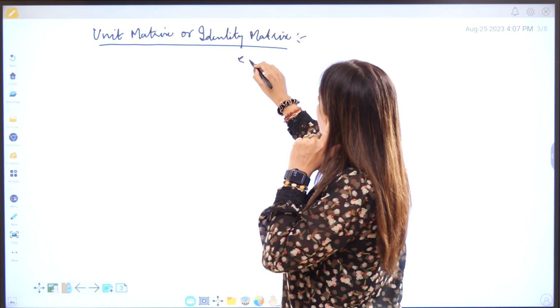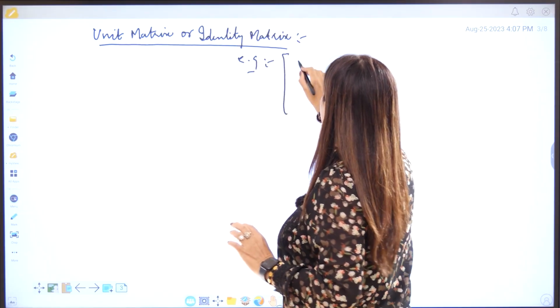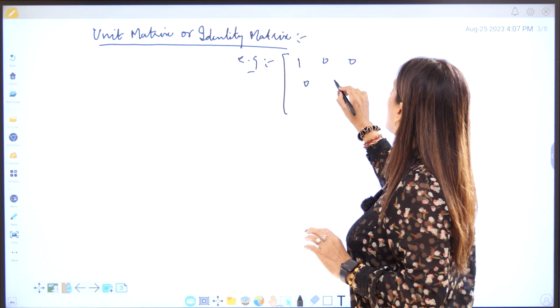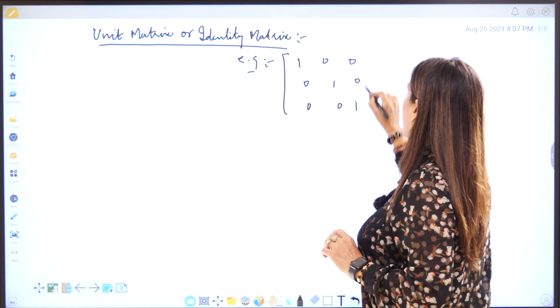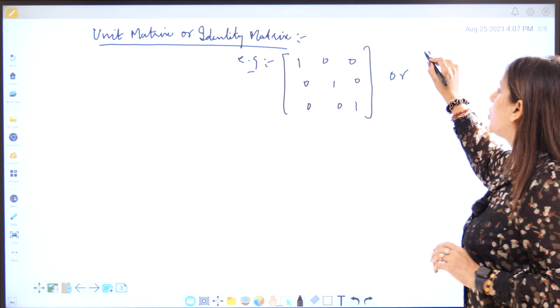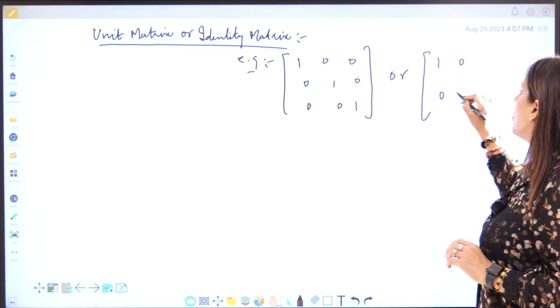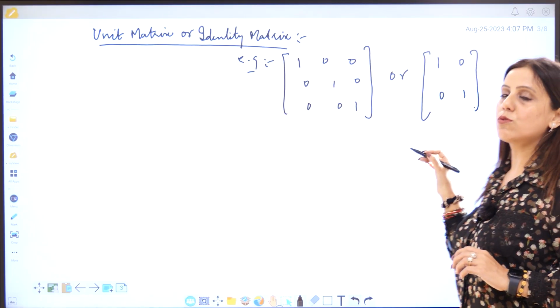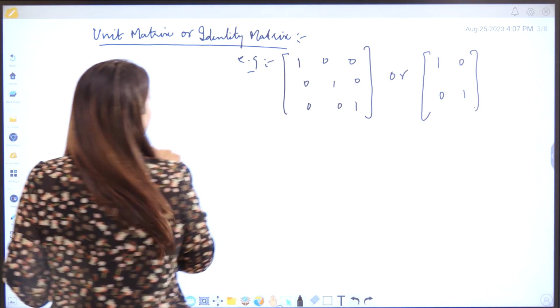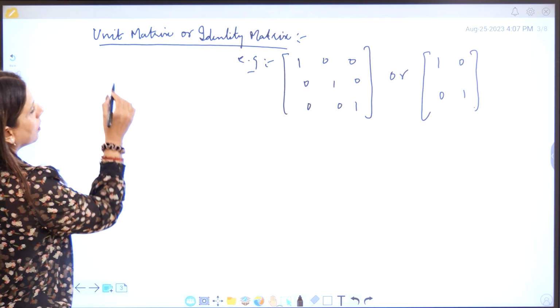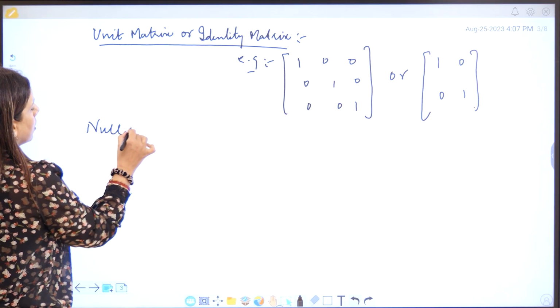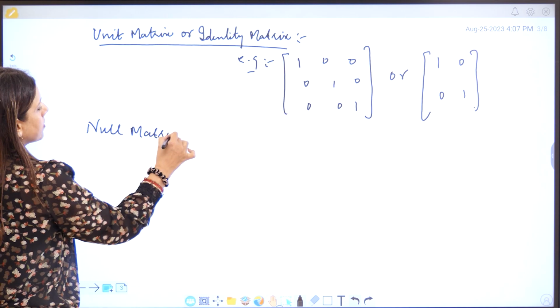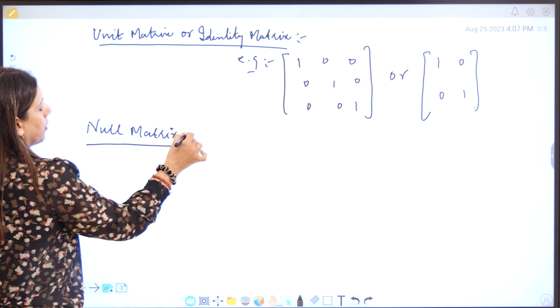That is, for example, 1 0 0, 0 1 0, 0 0 1, or in a 2 into 2 form, 1 0, 0 1, and similar so on, right? And the next, if we talk about the next type of the matrix, that is the null matrix.